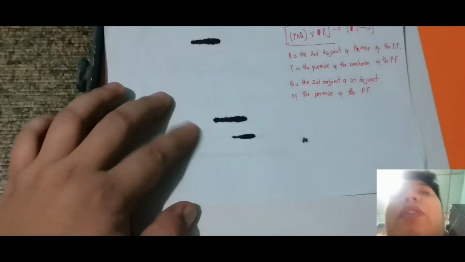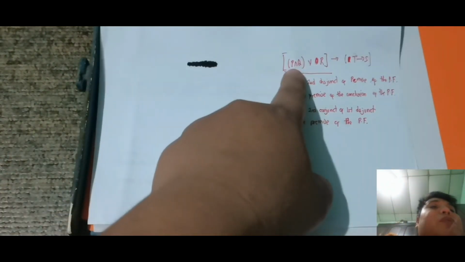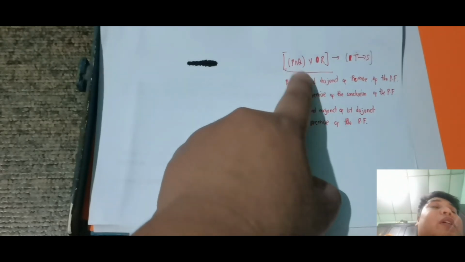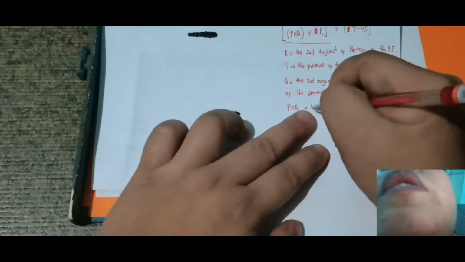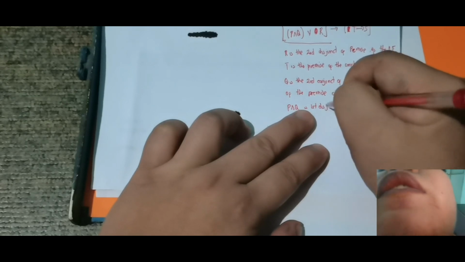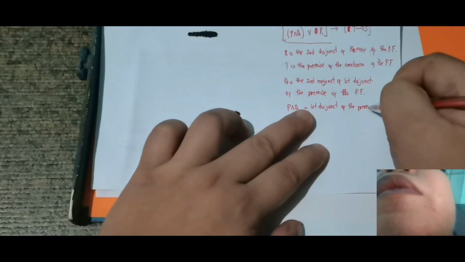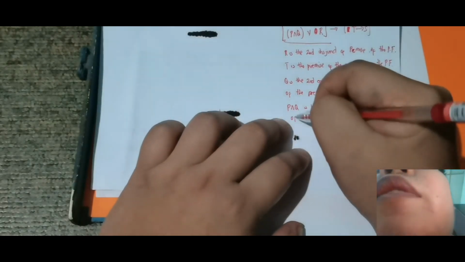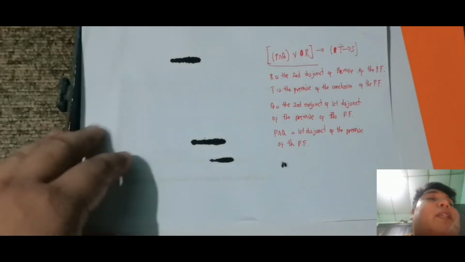Okay, so assuming kinuha ko ngayon si P and Q. Nasaan si P and Q? P and Q is the first disjunct, kasi siya mismo. P and Q is the first disjunct of the premise of the propositional form. Okay? So, ganun kasimple mag-locate. Makakita pa naman tayo dyan. Mag-practice pa natin yung sarili natin.